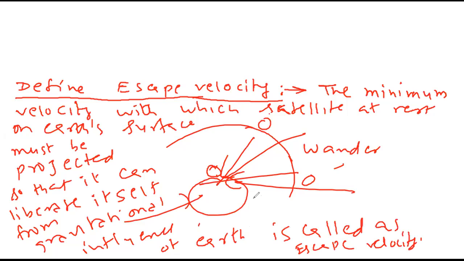The minimum velocity with which a satellite at rest on Earth's surface must be projected so that it can liberate itself from the gravitational influence of Earth.